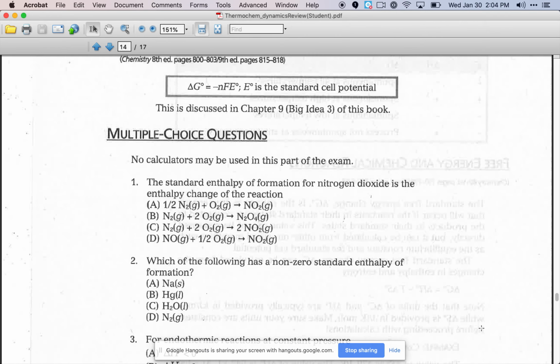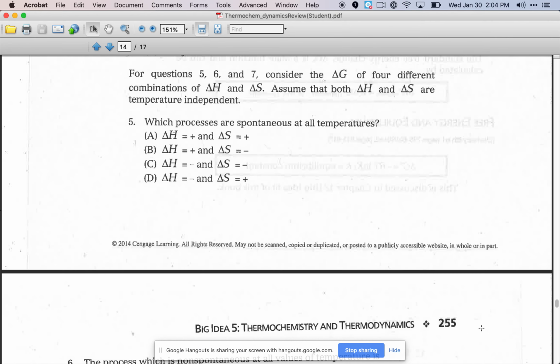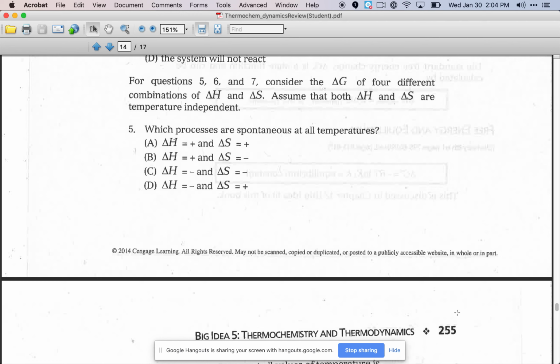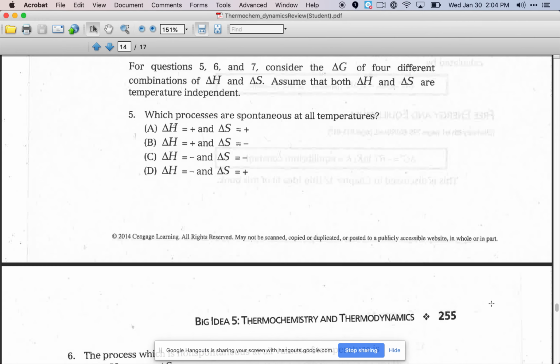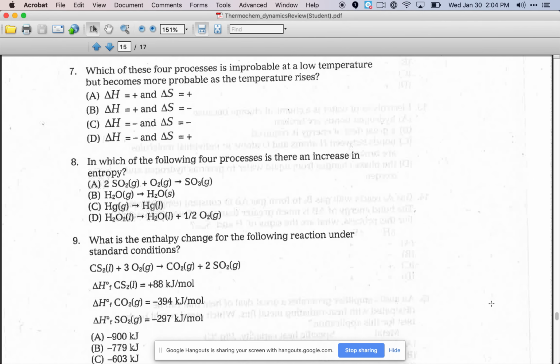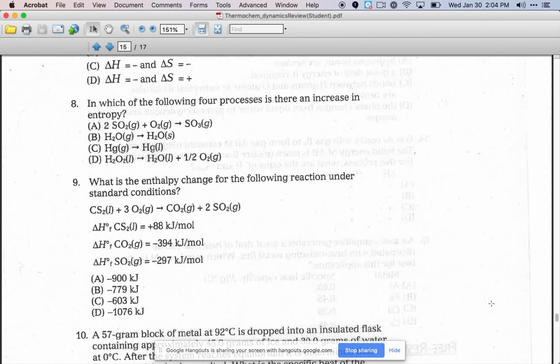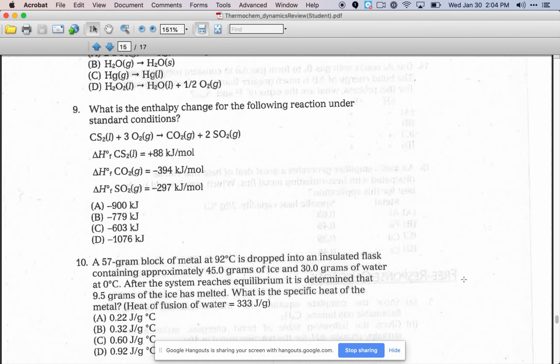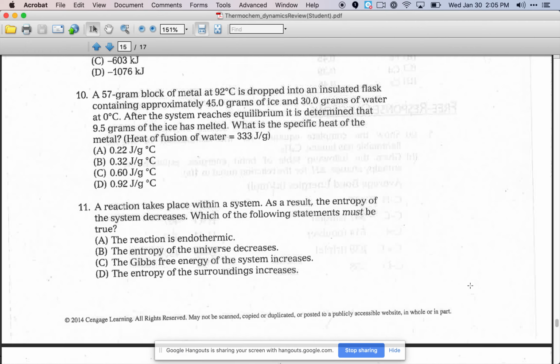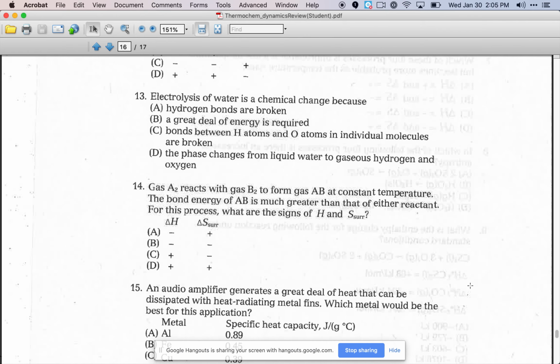So here are some multiple choice questions that you can go through. I like number 5 here on my screen because that shows you some of the possibilities of what they can ask you. Here, number 9, you're doing an enthalpy change. There's heat of formation. So you would have to do mental math, or you could just write it down and do the scratch work for it. Does this give you an idea, Lauren, of what possibilities you might have?